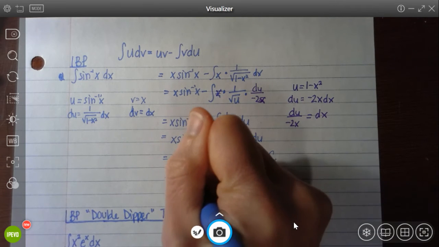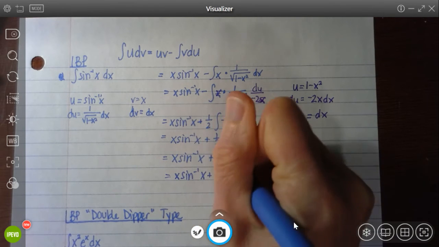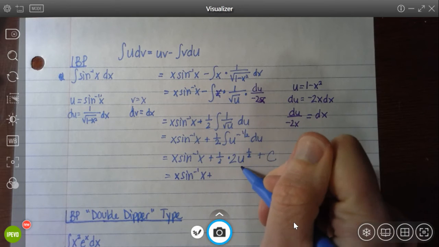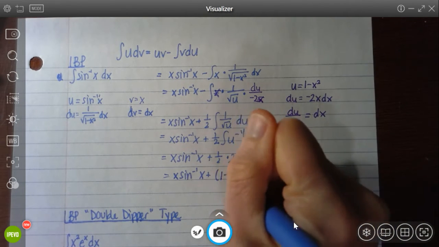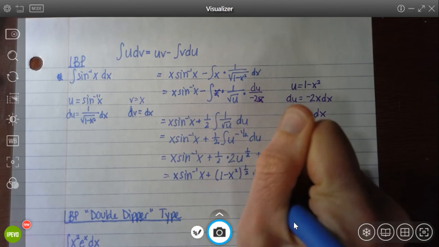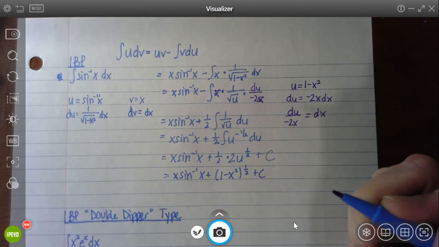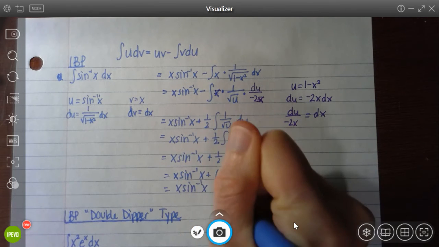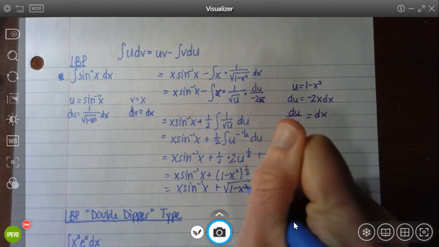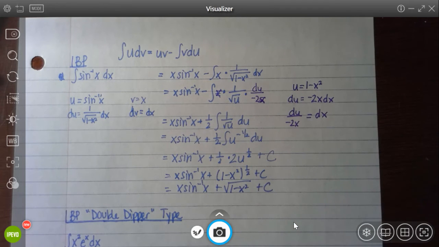So we're going to finish up the problem. And 1/2 times 2 is just 1. Instead of u to the 1/2, I'm going to get that 1 minus x squared to the 1/2 plus c. And of course, you could write that if you really wanted to as x times the inverse sine of x plus the square root of 1 minus x squared plus c. And that would be our integration by parts technique for this problem, kind of attaching on a secondary substitution step.